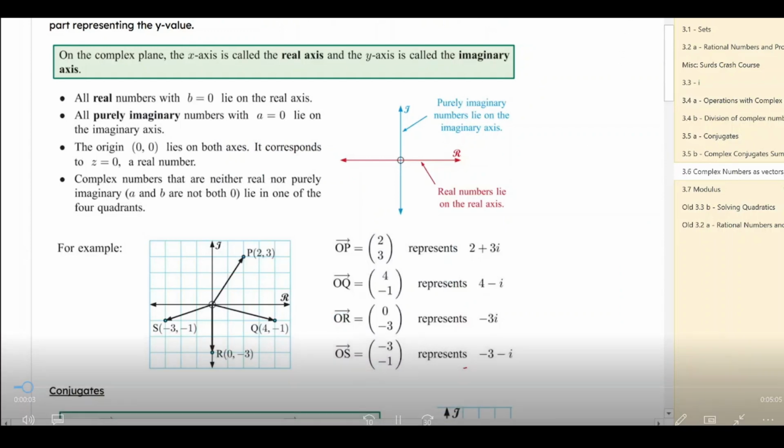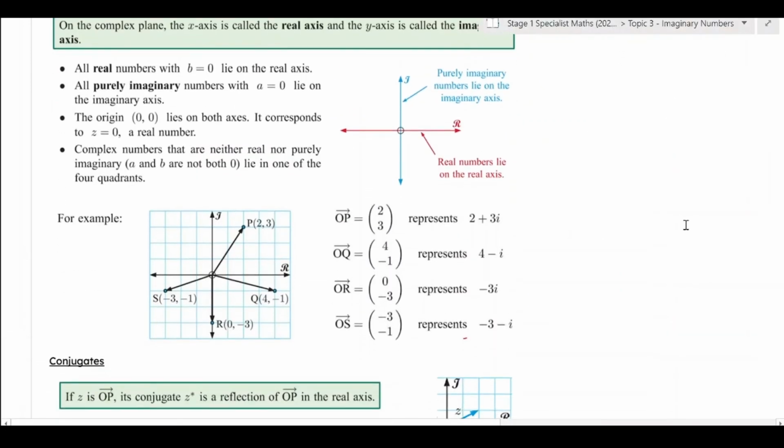Okay, in this video we're looking at complex numbers as vectors. Now, I probably have spoken about them on the complex plane before, and in this video we're essentially just going to formalize it. When you've got a complex number like this, 2 plus 3i, you can think of this as like an x and y coordinate.